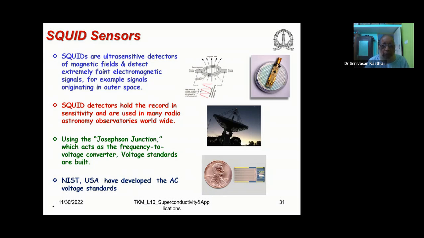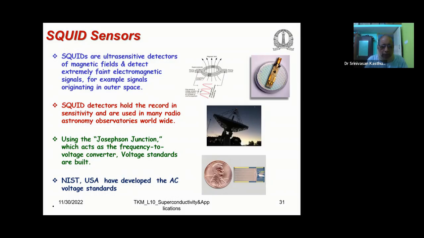Okay. So the entire SQUID looked something like this, using only such a small squid. These are the SQUID sensors, and this is actually the SQUID sensor. The rest of it is all electronics around that. The SQUID sensors again hold the record of sensitivity, and they are also used in many radio astronomy observatories worldwide, etc. They use Josephson junctions, which act as a frequency to voltage converter, so they are useful for voltage standards.